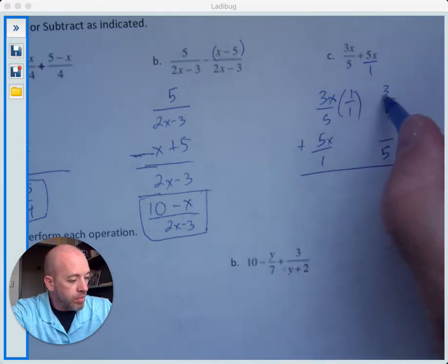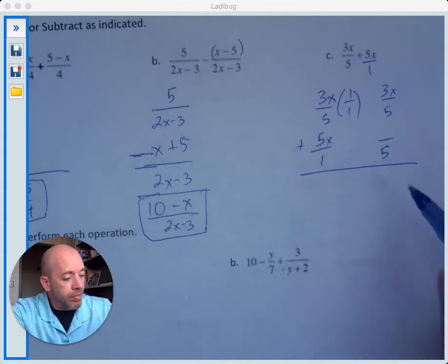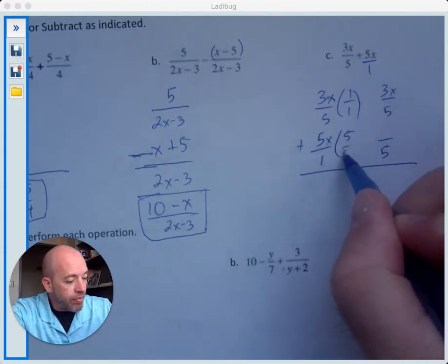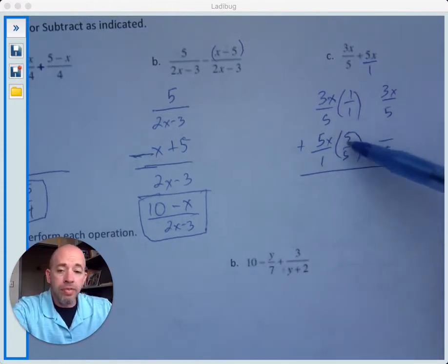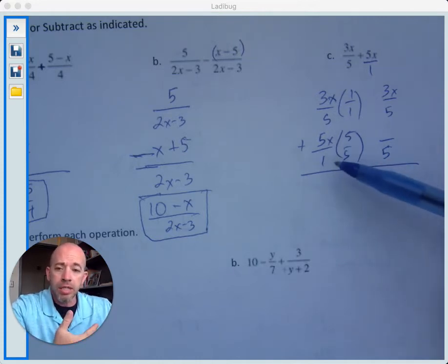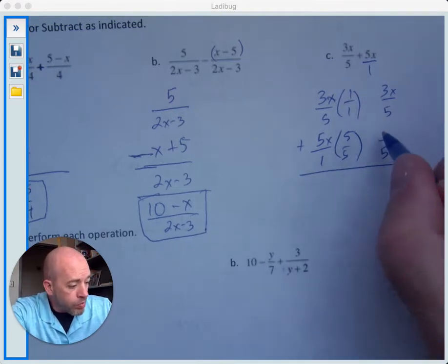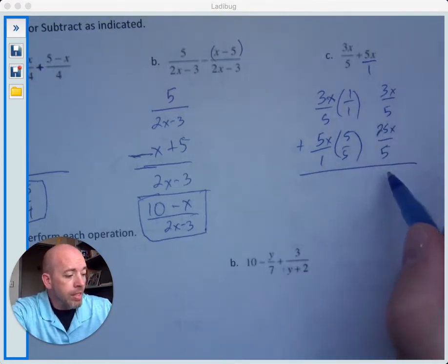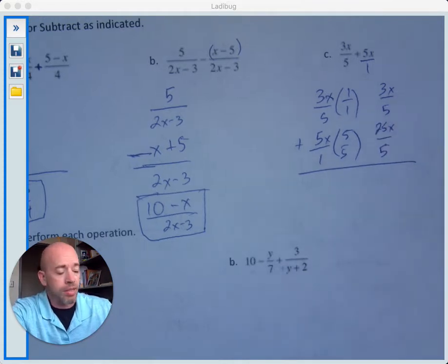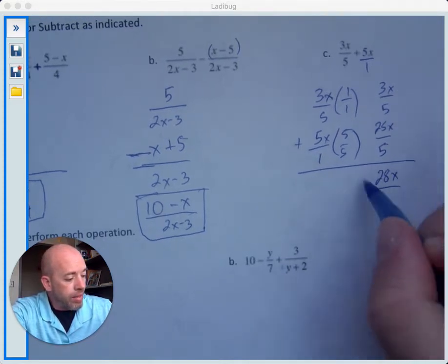3x times 1 is 3x, right? Here, to get a 5 in the denominator, we have to multiply by 5/5. Now 5/5 is really just 1, so we're not really changing the value of this fraction. We're just changing the form of what it looks like. 5x times 5 is 25x. And now we can add them together, 25x and 3x, that would be 28x/5. And that is our answer, right?